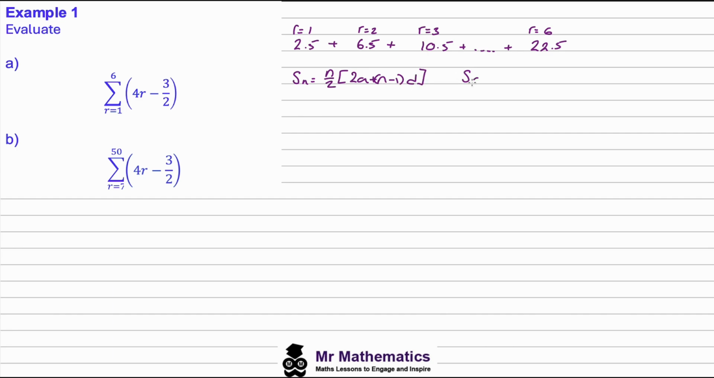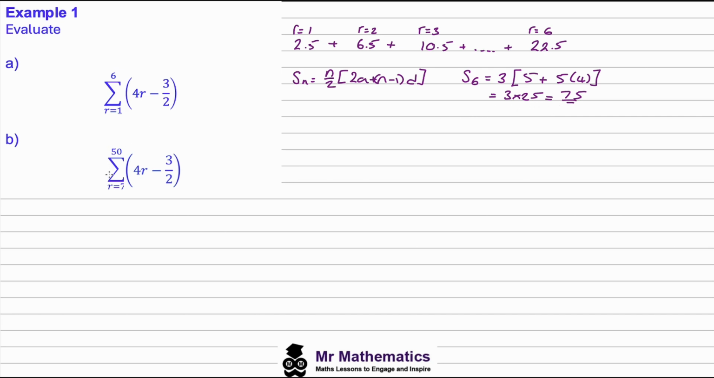So the sum of the first 6 terms, well, n over 2, this will be 6 divided by 2, so 3. 2a is 2 lots of this first term, so this will be 5, plus n minus 1, which is 5, and the common difference you can see is 4. So we can work out this bracket. We've got 5 plus 20, so we'll get 3 multiplied by 25. So our first 6 terms will have a sum of 75, okay?